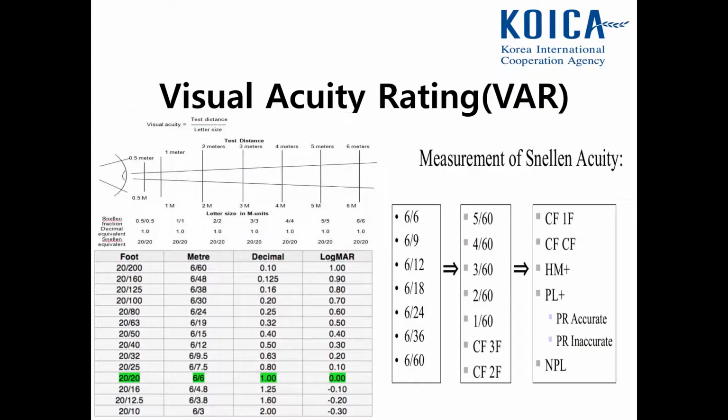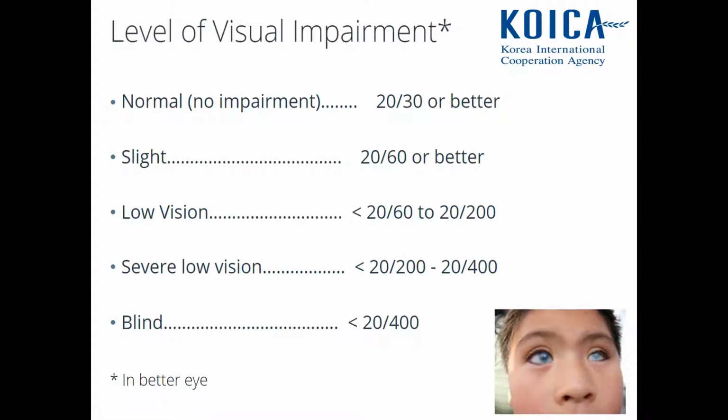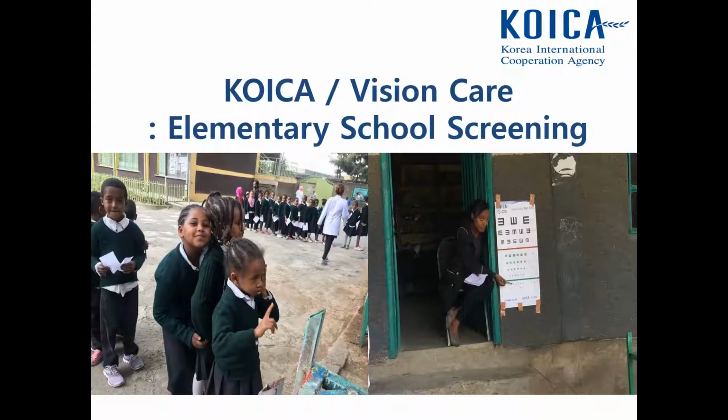Visual acuity means the ability to see a smaller letter or object at some distance. So we can record and express the visual acuity by various methods. In South Korea, we usually record by decimal from 2.0 to 0.1. In Ethiopia, the record is written by fraction from 12 per 6 to 6 per 60. If someone's visual acuity is lower than 0.1 or 6 per 60, then we record counting fingers, hand motion, and perception of light.